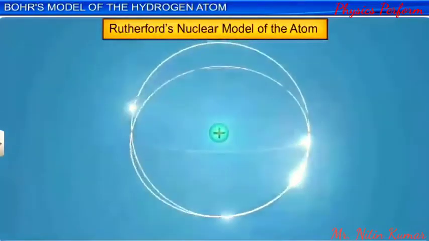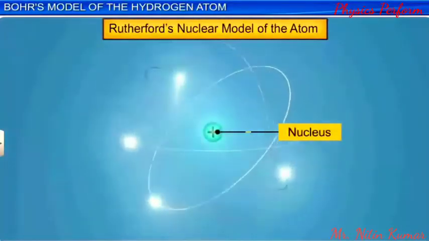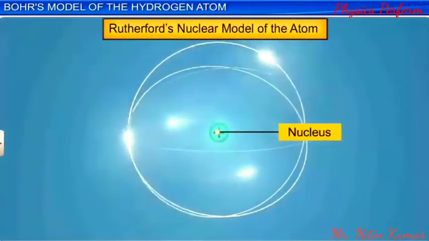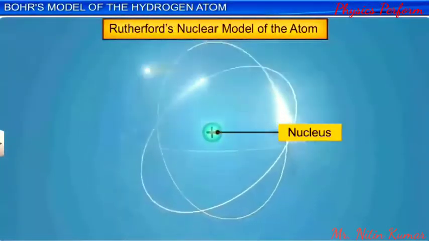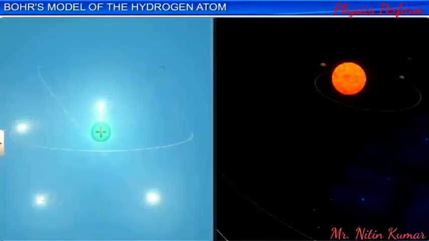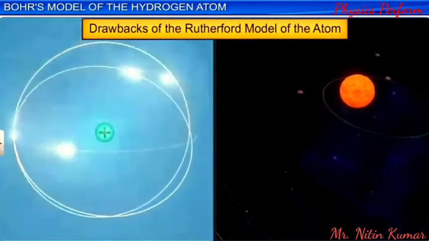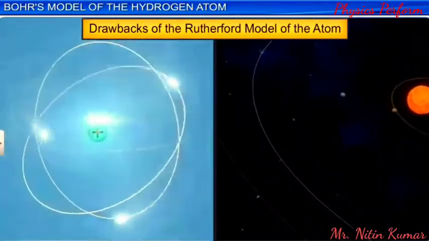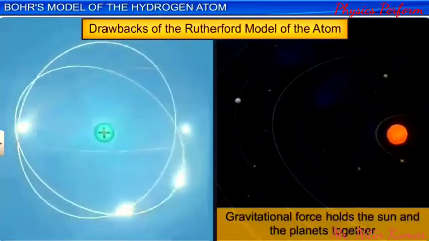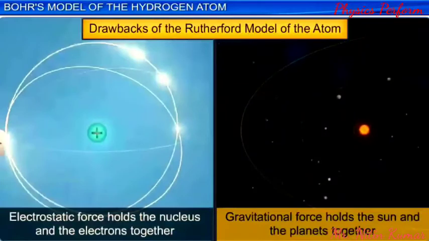Rutherford's nuclear model of the atom postulates that electrons revolve around the nucleus, which contains the total positive charge of the atom. However, it could not explain certain other facts. Let us now look into the drawbacks of Rutherford's atomic model. It assumes that the system of electrons revolving around the nucleus is similar to that of our planetary system. As the gravitational force holds the planetary system together, the electrons around the nucleus are held by electrostatic force in an atom, which is given by Coulomb's law.